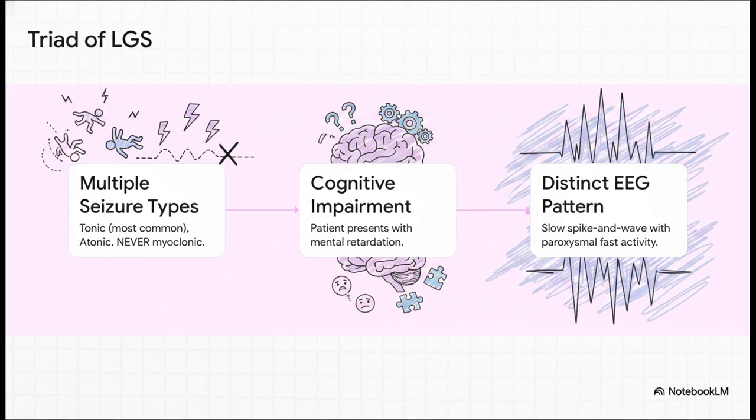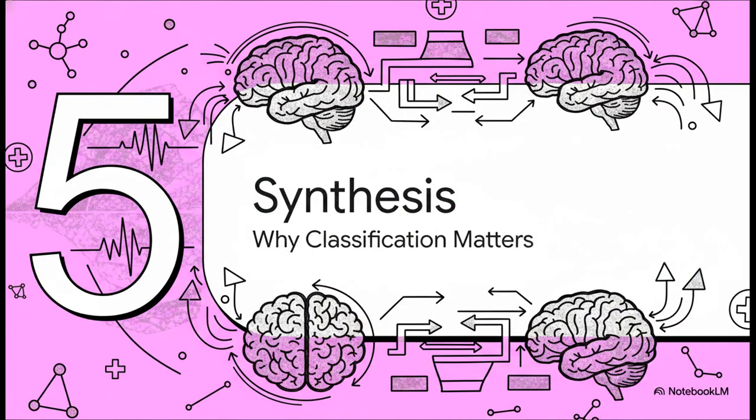LGS is a truly devastating childhood onset refractory epilepsy, and it's defined by this diagnostic triad: First, you have multiple seizure types. Clonic seizures are the most common and atonic are characteristic, but, and this is important, never myoclonic. Second, you have significant cognitive impairment. And third, a very distinct EEG that shows a slow spike and wave pattern that's punctuated by these bursts of paroxysmal fast activity. Okay, finally, let's pull all this information together into a cohesive framework.